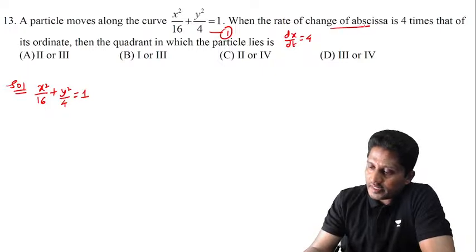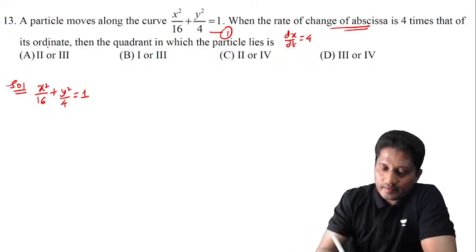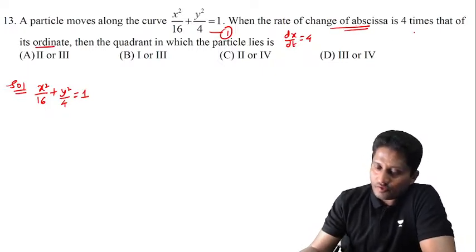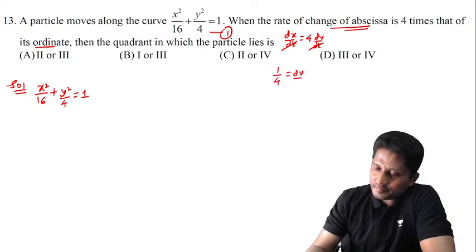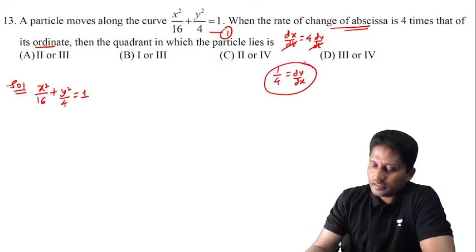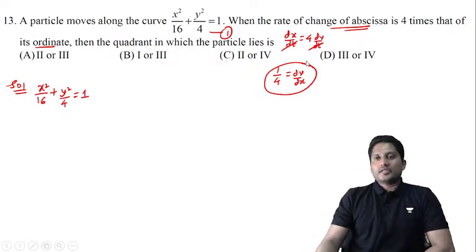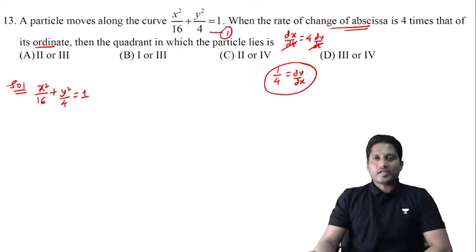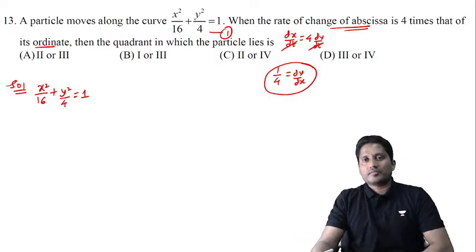Abscissa is x coordinate, right? Ordinate is y coordinate, right? So rate of change of abscissa is 4 times the ordinate means dx by dt is equal to 4 times dy by dt. This will cancel. From this 1 by 4 is equal to dy by dx. Isn't it, guys?